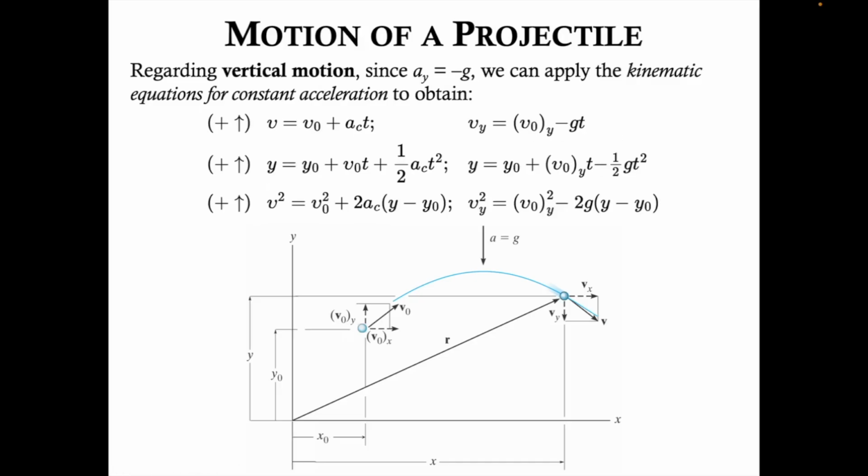Regarding vertical motion, now we have some non-zero acceleration, the acceleration due to gravity. Since a sub y equals negative g, because it acts downward in the negative y direction, we can apply the kinematic equations for constant acceleration for the vertical component of its motion to obtain the following. The first equation gives us vy, or v final y, equals v naught y minus gt. y, or y final, equals y naught plus v naught y t minus 1/2 gt squared. And vy squared, or v final y squared, equals v naught y squared minus 2g times y, or y final, minus y naught. So three very useful equations for vertical motion.